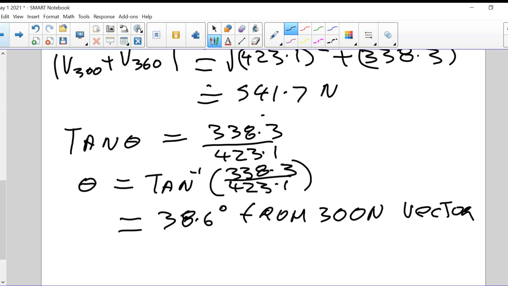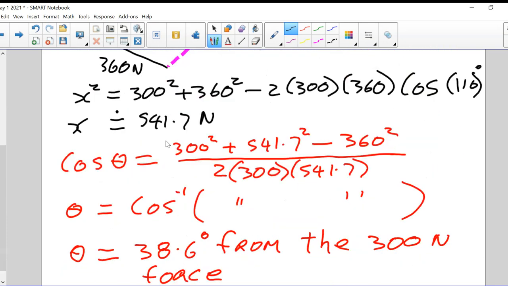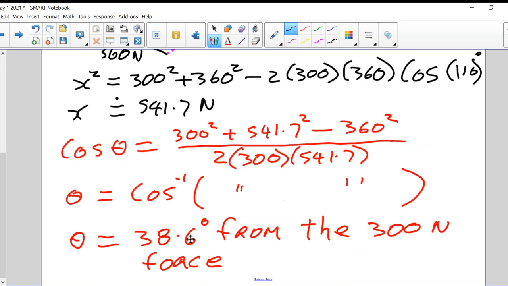Well, have we seen that before? Turns out that we have. Again, it's a completely different way. We used a cosine law. In fact, we used a cosine law twice to get this answer. But we got the same answer.